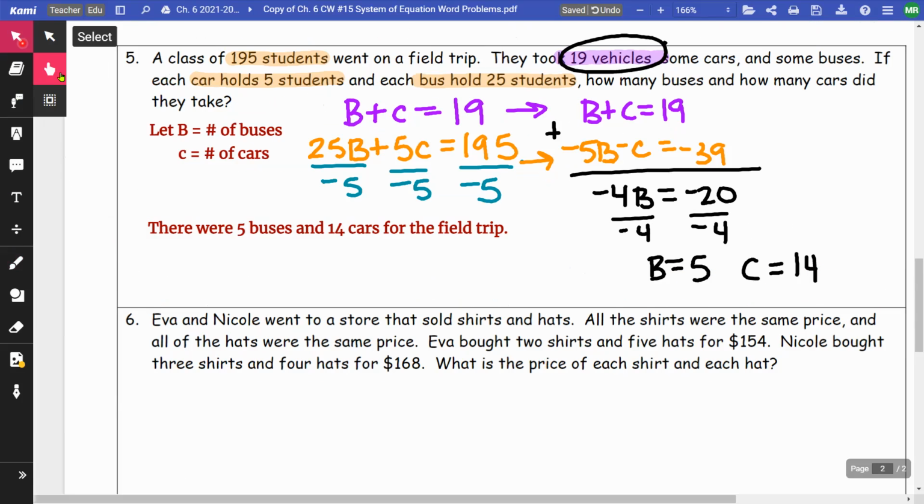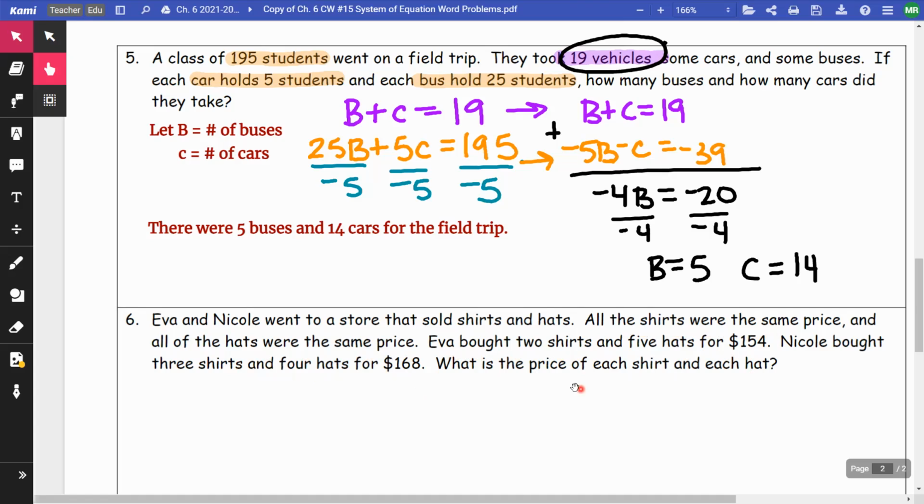On number 6, Eva and Nicole went to a store that sold shirts and hats. All the shirts were the same price and all the hats were the same price. Eva bought 2 shirts, 5 hats for a total of $154. Nicole bought 3 shirts and 4 hats for $168. What is the price of each shirt and what is the price of each hat?